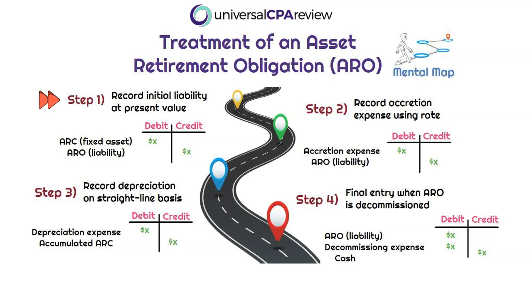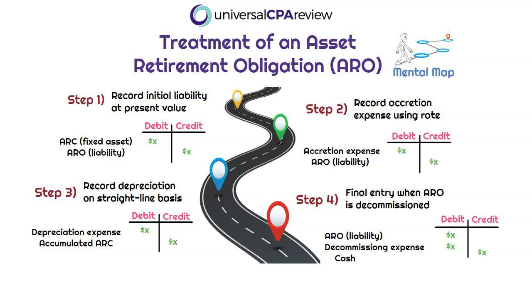In the mental map, we'll debit ARC, which is a fixed asset, and we'll debit ARO, which is the liability. ARC stands for asset retirement cost. It's a fixed asset. We're increasing the carrying amount of the fixed asset, and then we're also recording this liability. So this is the initial entry.